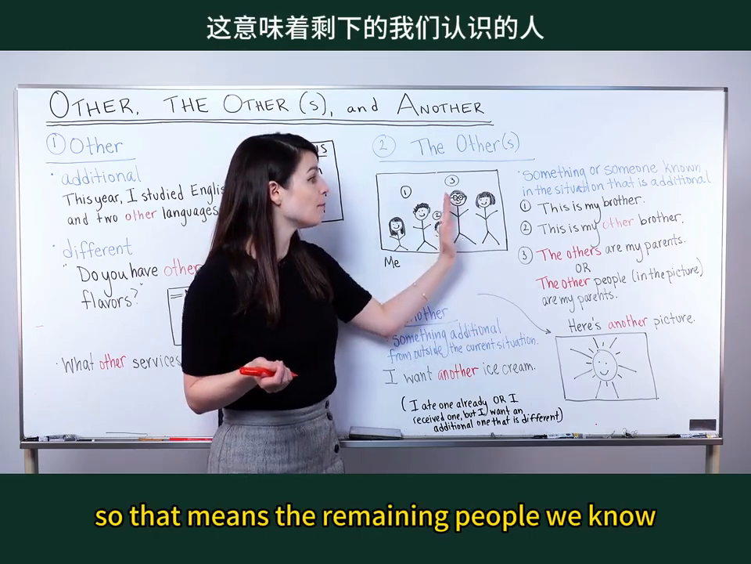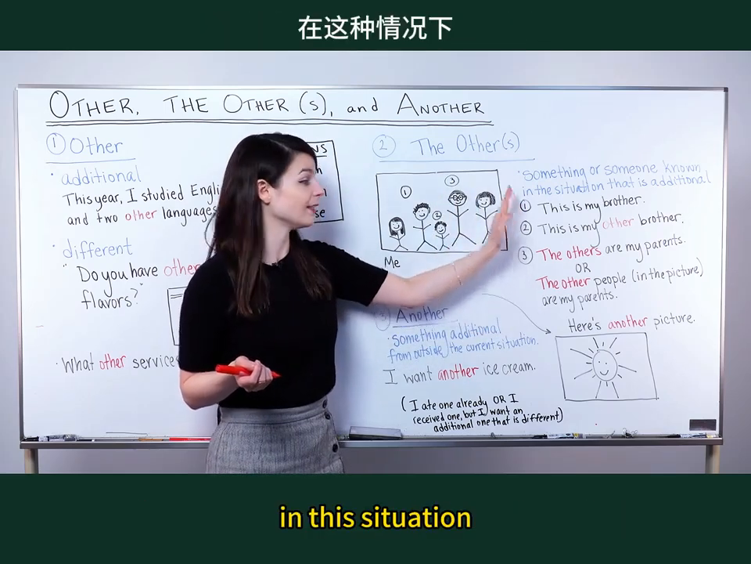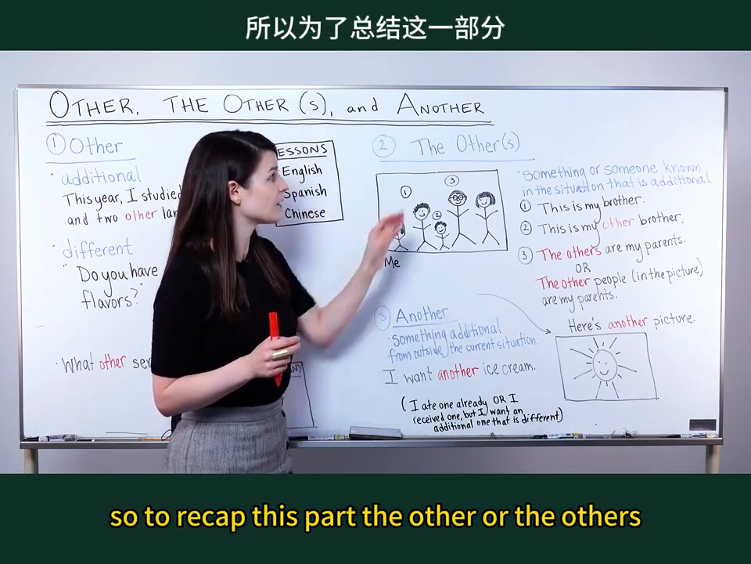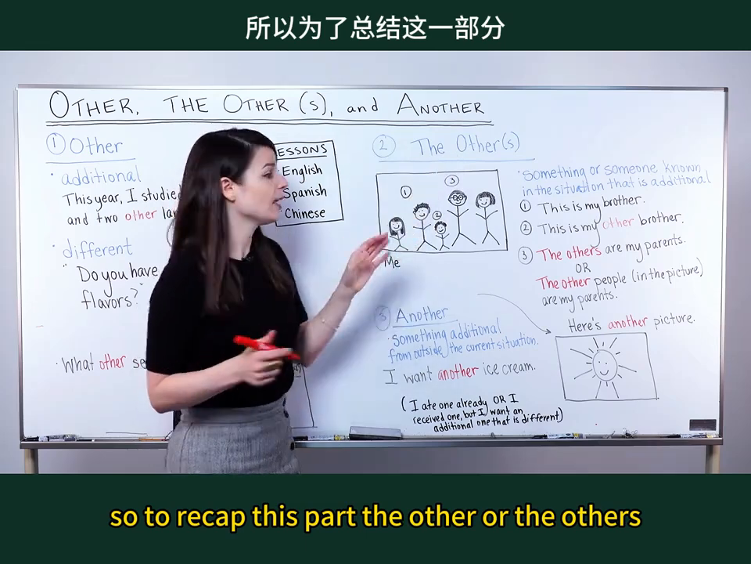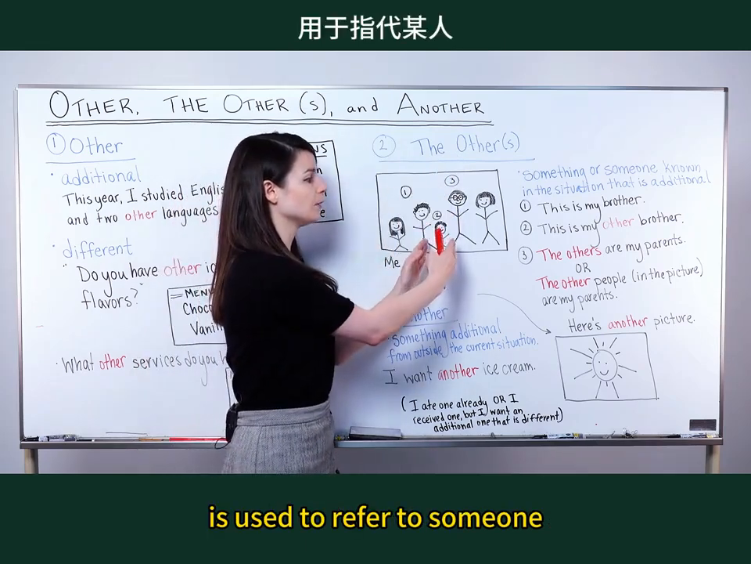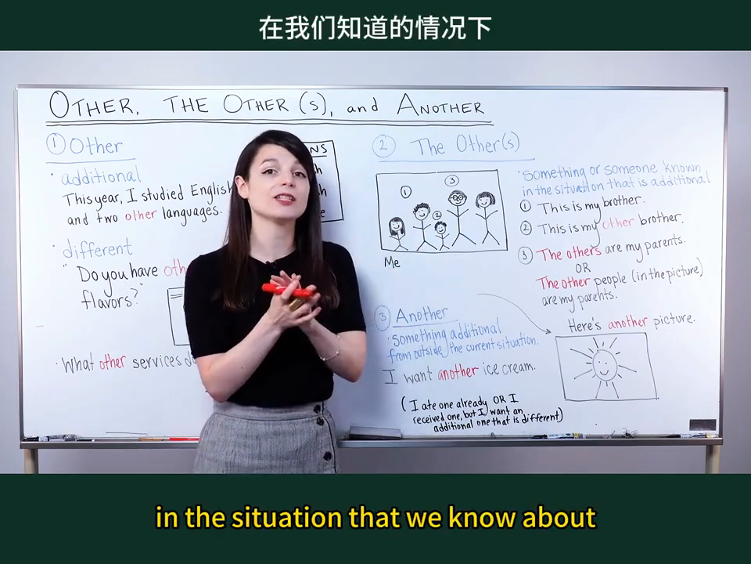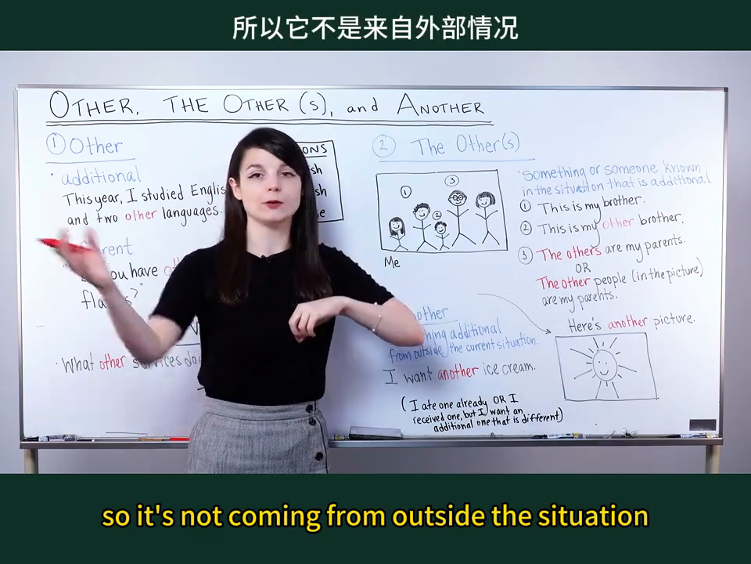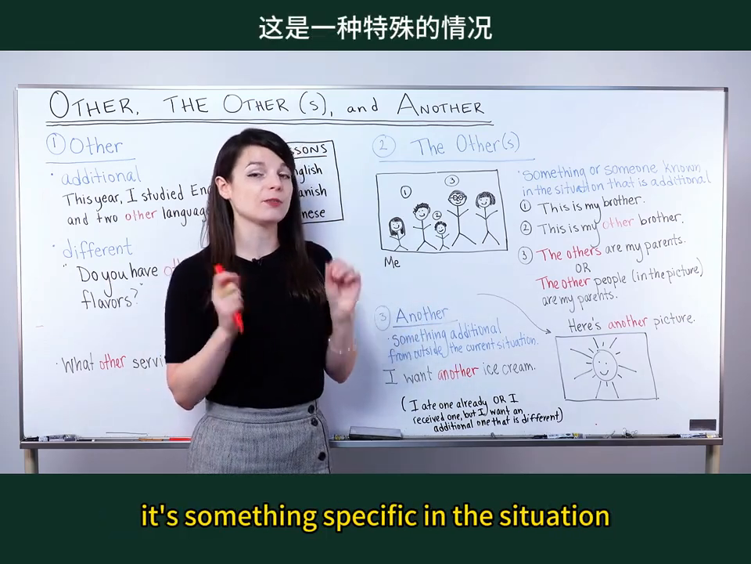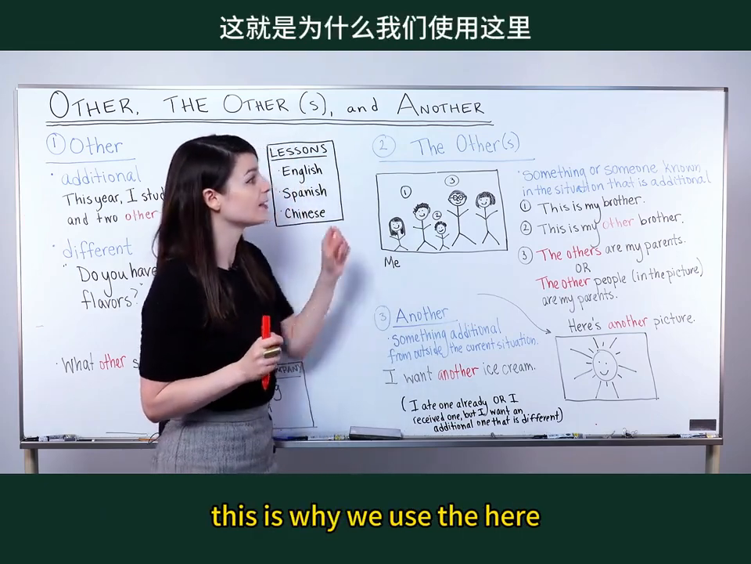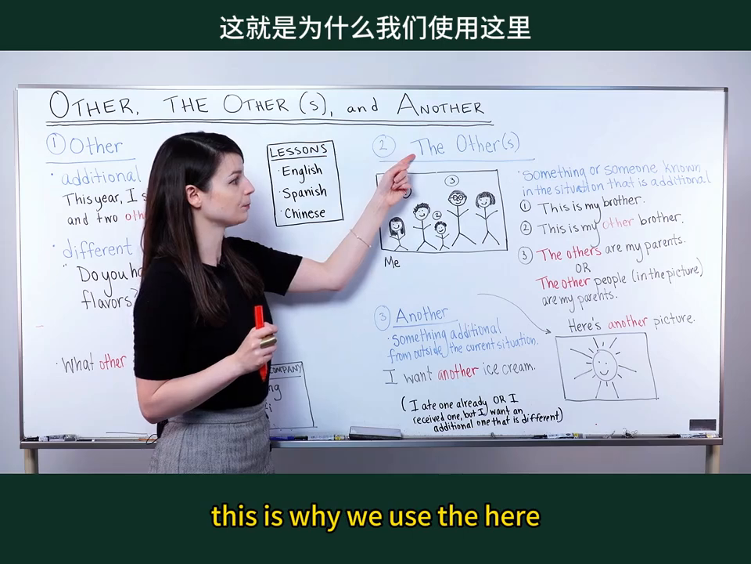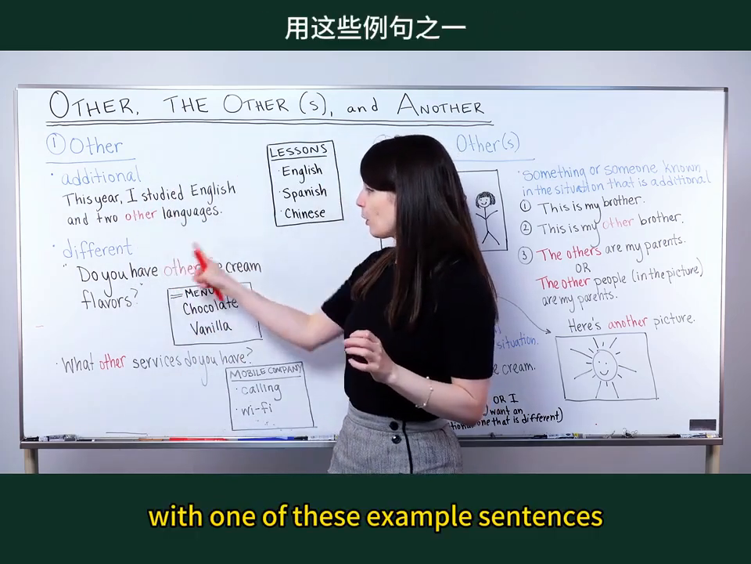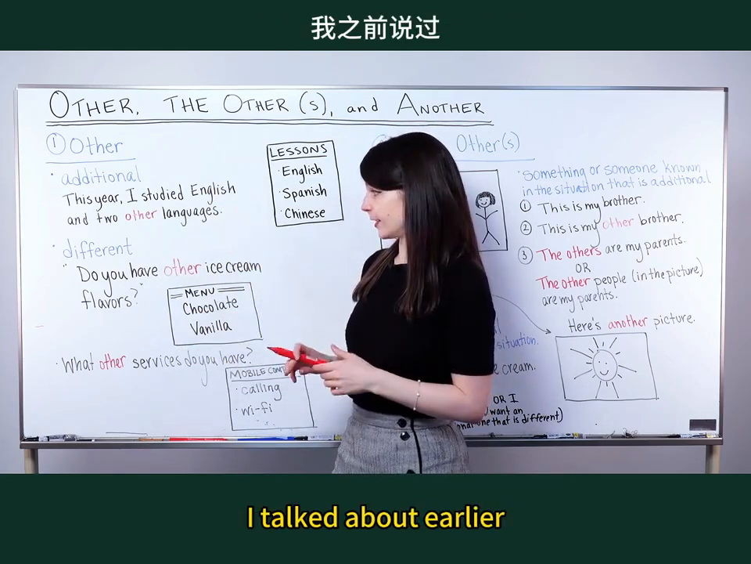So that means the remaining people we know in this situation are my parents. So to recap this part, the other or the others is used to refer to someone or something in the situation that we know about. So it's not coming from outside the situation, it's something specific in the situation. This is why we use the here. So this is also why we cannot use the with one of these example sentences I talked about earlier.